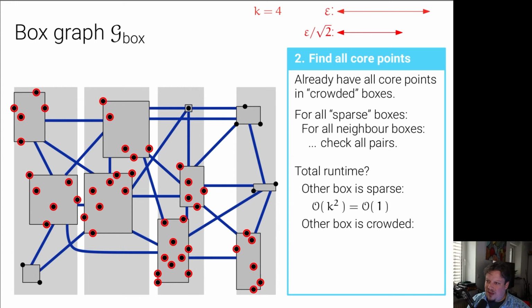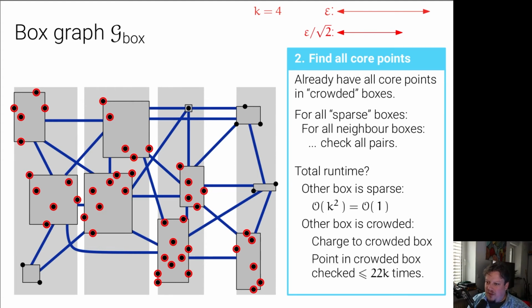So in this outer loop over all of the sparse boxes and all of their neighbors, I'm going to have a look at this edge, and this edge, and this edge. So points in this crowded box, I'm going to have to compare them to all of these points, all of these points, all of these points. So how much work can that actually be? I'm going to charge it to the crowded box. So a point in a crowded box is checked at most 22k times.